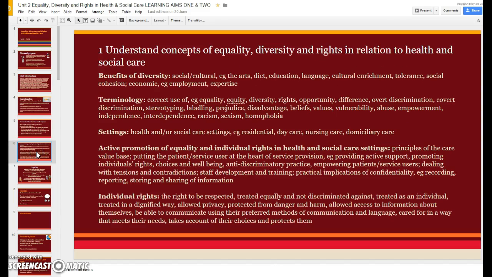Okay, this is Learning Outcome 1 that we're going to look at first. So you should have just read about this. Initially we've got benefits of diversity, terminology. These are the specific words and phrases used within equality and diversity and rights, the different settings, active promotion of equality and individual rights in health and social care settings, and individual rights. You need to familiarise yourself with all of these words and their meanings.